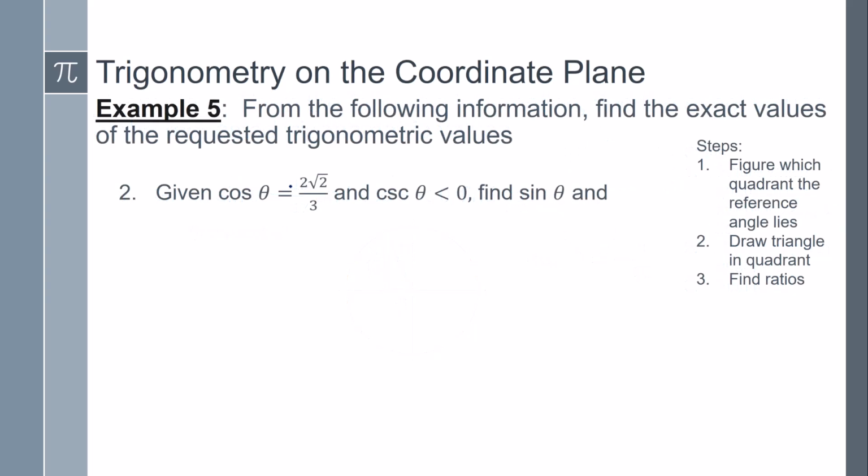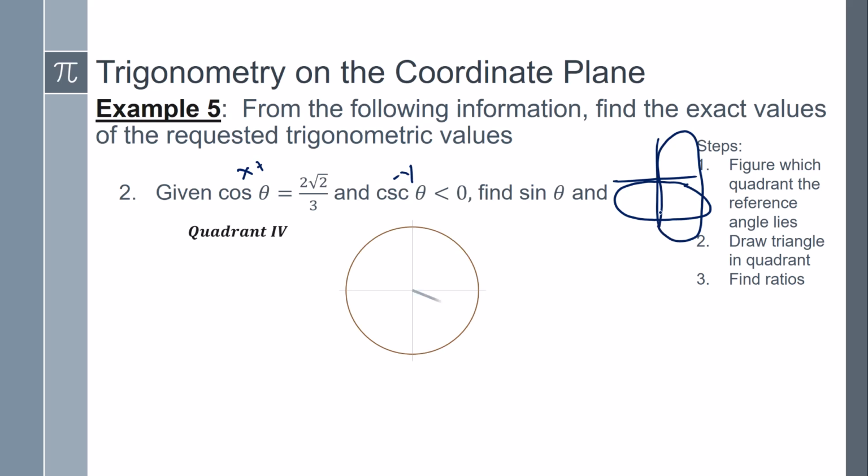Let's look at this next one. Cosine of theta is 2 root 2 over 3, and my cosecant theta is less than 0. So cosine theta is 2 root 2 over 3. I know this ratio is positive, so my x is positive. Cosecant relates to sine. Sine relates to y. My y is less than 0, so it's negative. So I need to think about where that's going to be. My y is negative here. My x is positive here. So that's going to be quadrant number 4.